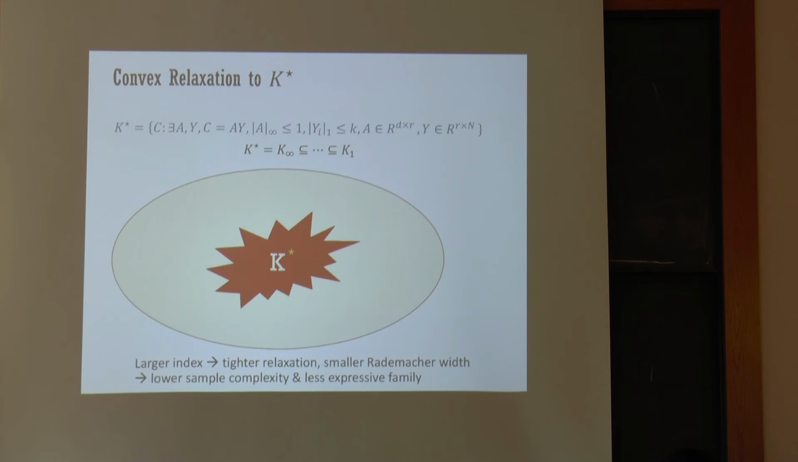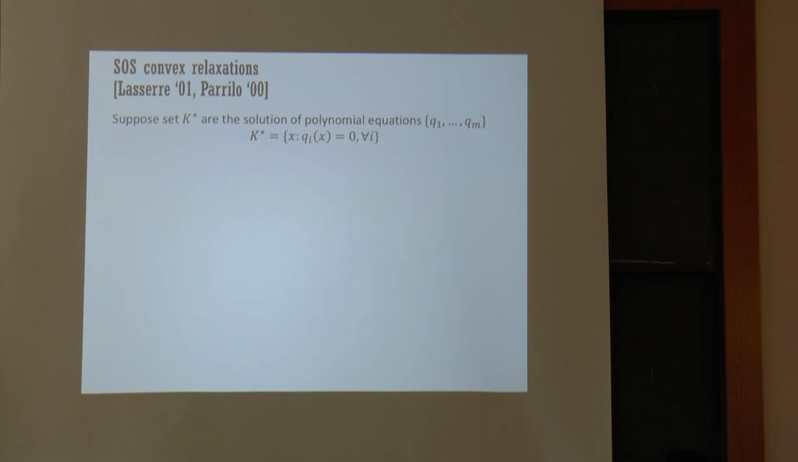Okay, so next let's talk about the relaxation. So this is our set K star, which is the smallest one, which could be non-convex. And in sum of squares relaxation, we can find a sequence of tighter and tighter relaxations like this. The larger the index, the tighter the relaxation, and the smaller the Rademacher width. And the smaller the Rademacher width, the better the encoding length. Okay, so let me just briefly introduce sum of squares convex relaxations for our setting.